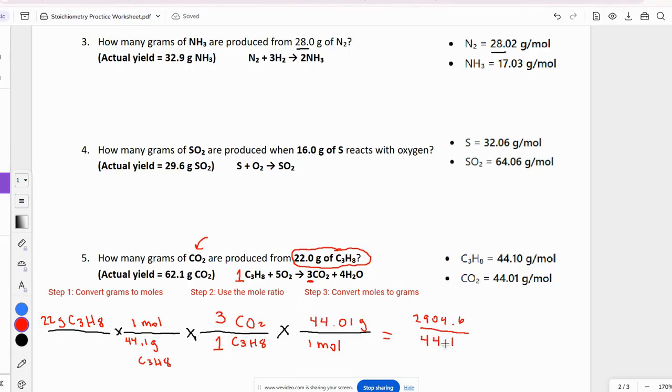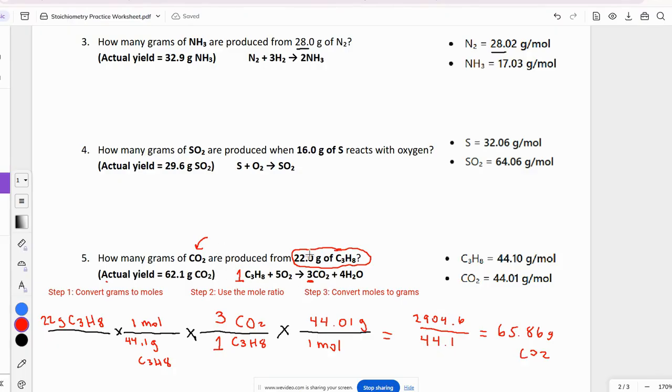So what is this divided by this? Don't know in my head. I got to use a calculator. 2,904.6. Notice I'm not rounding off. I'm going to keep it precise. Divided by 44.1 equals 65.86 grams of CO2.